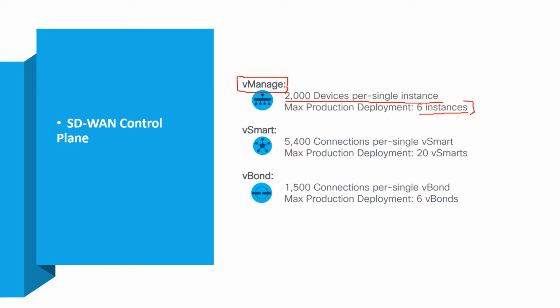Very similar thing with the vSmart, that's a controller. You can deploy up to a maximum of 20 vSmart controllers, and one controller can handle 5,400 connections per single vSmart. The third component is vBond, that is your orchestrator. Maximum 6 orchestrators can be deployed, and one orchestrator can handle 1,500 connections.